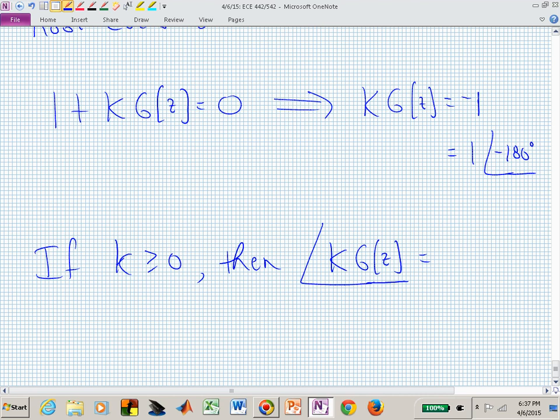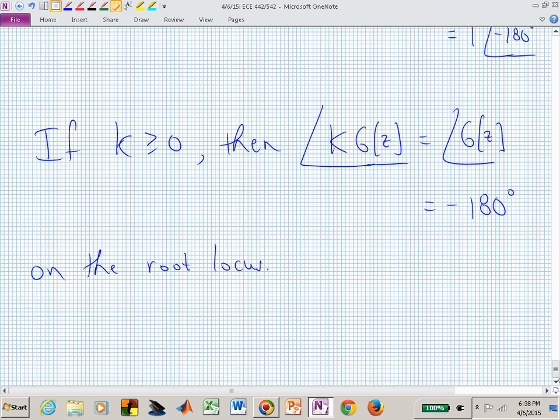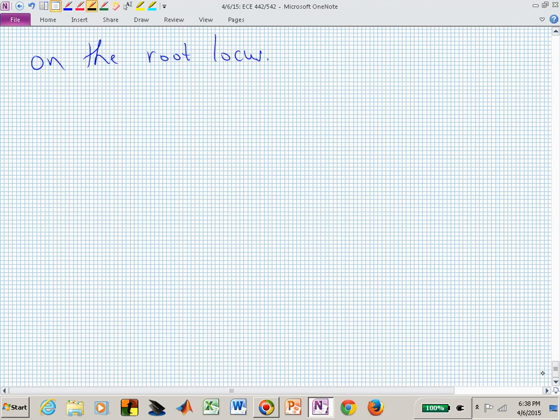K is positive or non-negative. How does that impact the angle of g of z? It doesn't, does it? So this is equivalent to just the angle of g of z, and that's equal to minus 180 degrees on the root locus. Meaning we now can find all of those points in the complex z-plane that have an angle of minus 180.